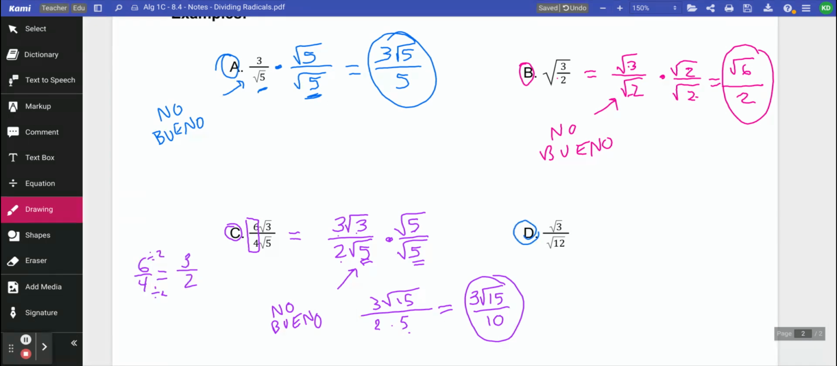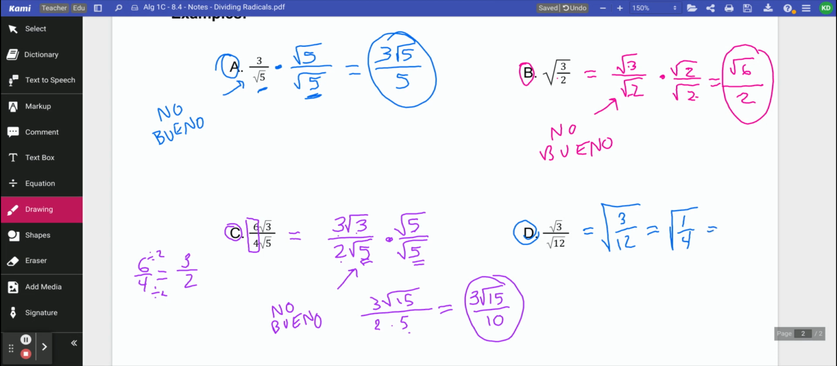And our last one on this screen is radical 3 over radical 12. So I could go ahead and multiply both of these by radical 12, but I also noticed since both of these numbers are inside a radical, I can simplify this fraction. We can almost put them both back under a radical and say, hey, 3 over 12 simplifies, right? Those are both multiples of 3. So 3 over 12 is really 1 over 4.